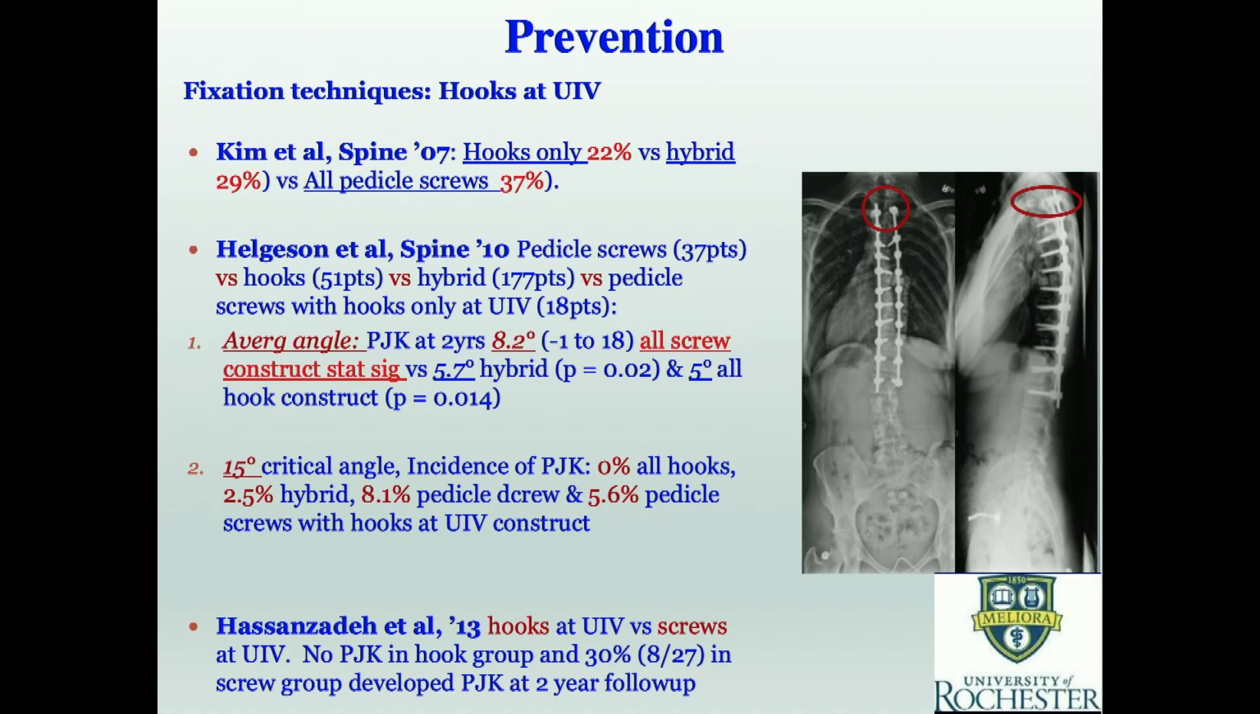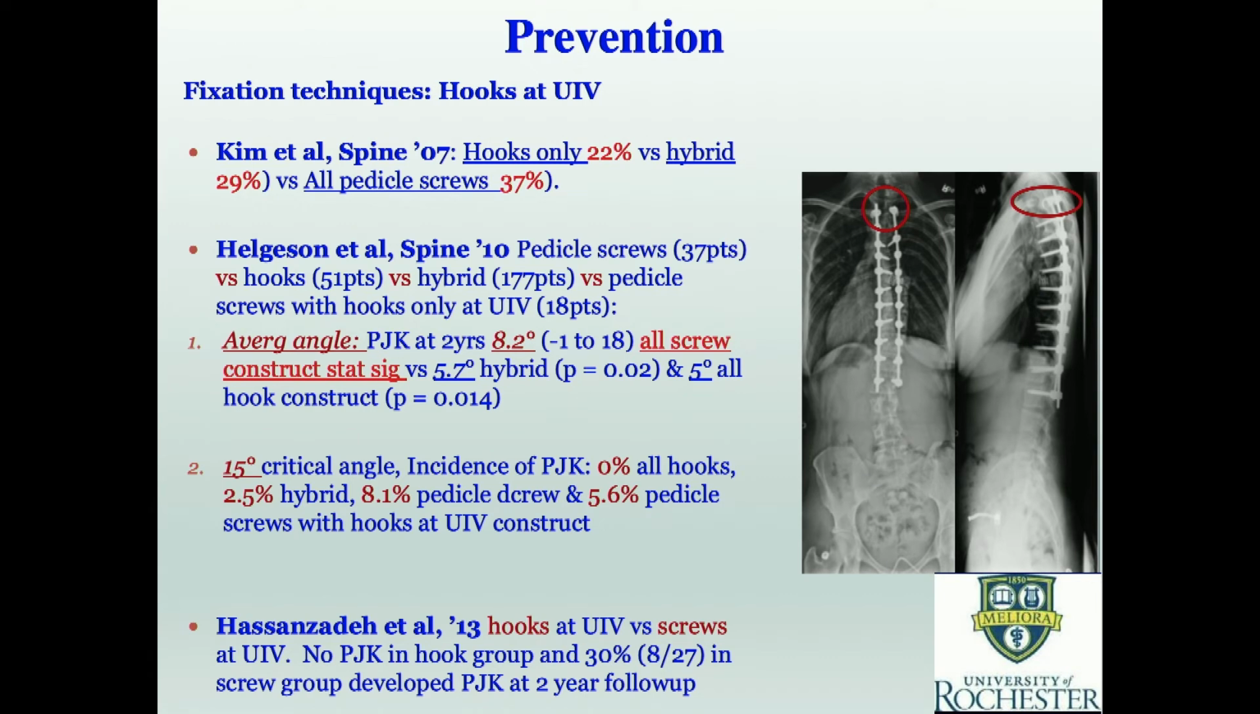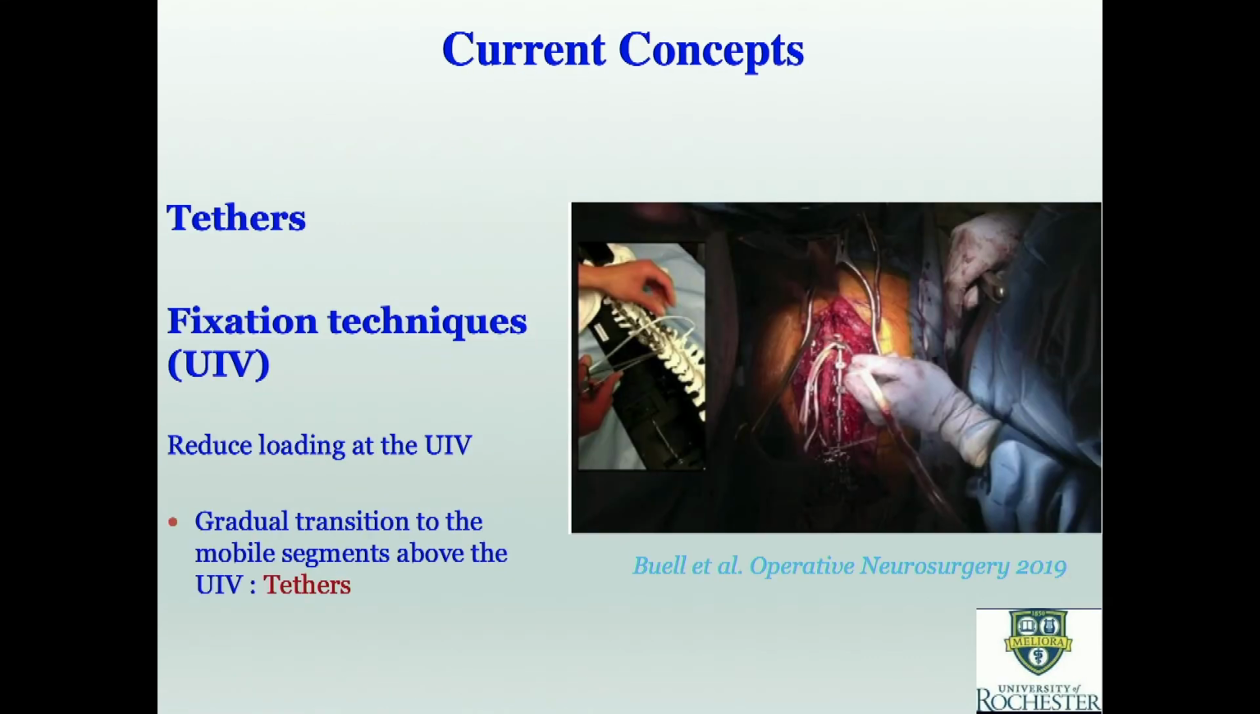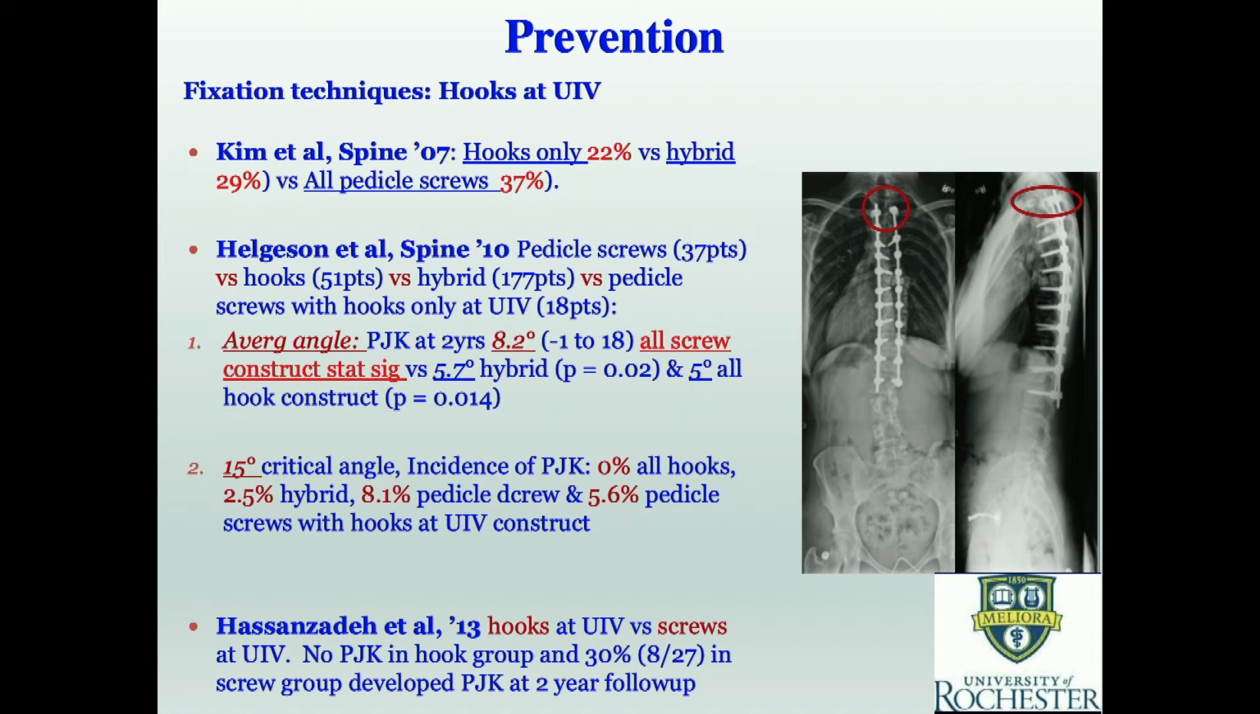So we have all these different techniques that have been described: vertebroplasty, use of screws, use of hooks. Tension band is something that's becoming more popular right now. But overall, the data actually shows that use of hooks is the best technique to reduce the risk of PJK.